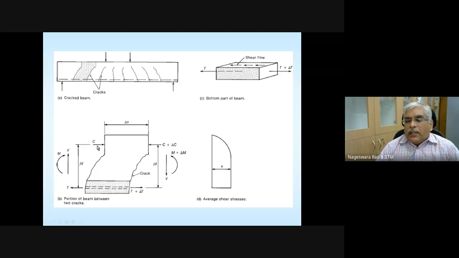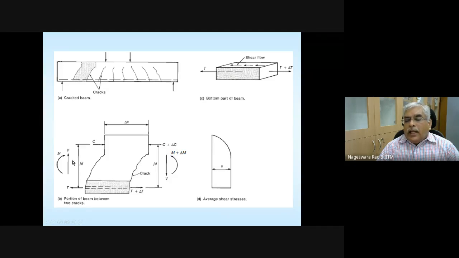And compressive force: please note that whatever portion of the beam is above the neutral axis is going to be in compression. So C is used to denote compression on this face, and C plus delta C on the other face, and delta X is the length of this differential element. Concrete below the neutral axis is not going to take any load. And in the steel bar, tension is shown as T on this side, T plus delta T on this side.